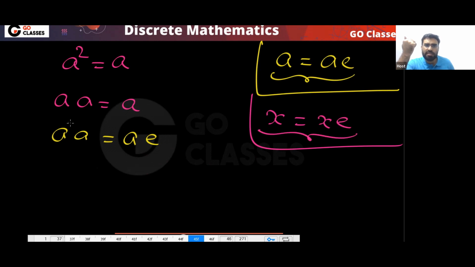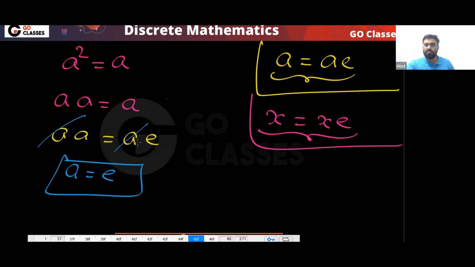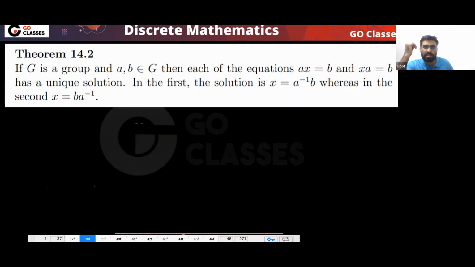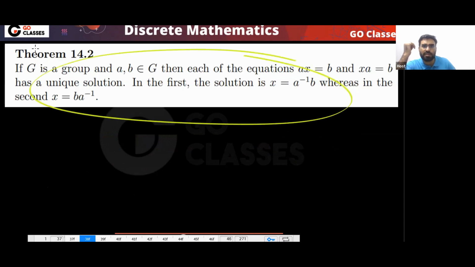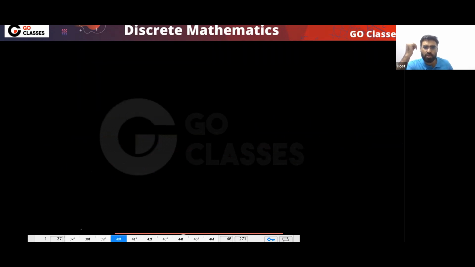Now you can see, just do the left cancellation. In a group, left cancellation you can do. So A will be equal to E. That's it. You can also use this theorem. If you don't want to use this, then use this solution. Does anyone want to use this theorem, the unique solution equation?